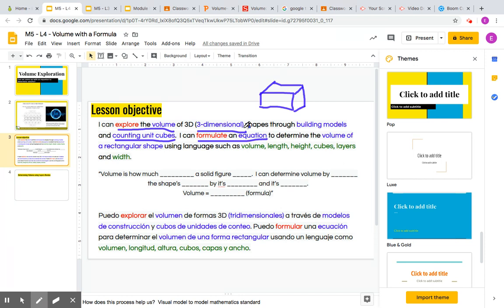Okay? So again, our focus today is coming up with an equation to determine the volume of any size rectangular shape. It could be a rectangular shape as big as your house or apartment. It could be as big as a treasure chest, or as small as those tooth containers school gives you when you have your teeth fall out. Okay? We're going to be coming up with that equation.